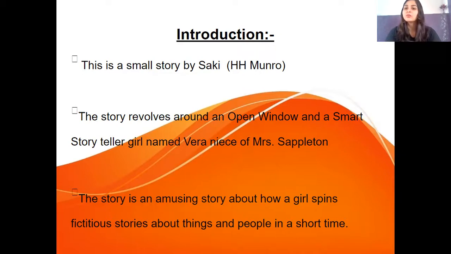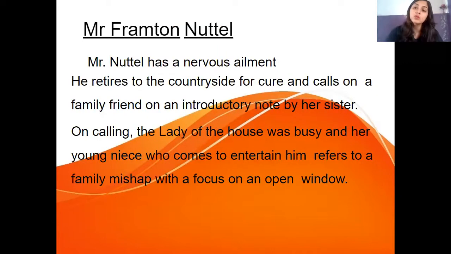The story is an amusing story about how a girl spins all stories and makes fishy stories about things and people in a short period of time. Then who's Mr. Frampton Nuttall here? He's an old man who's suffering from a nervous ailment. Then he retires to the countryside for some cure.